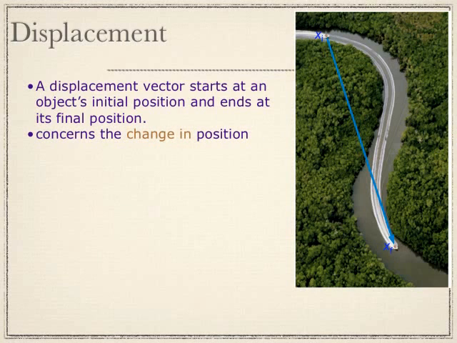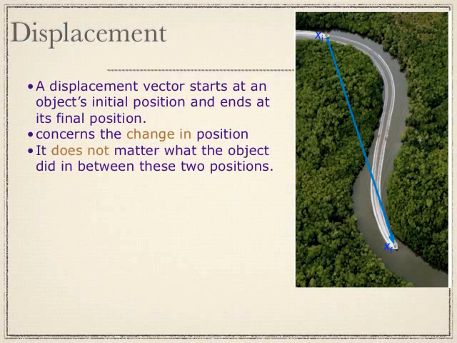It concerns the change in position, as we have just seen, final minus initial. The change in position is the length of that vector, the length of that arrow, final minus initial. The length of that arrow is the displacement. The displacement does not matter what the object did in between these two positions.